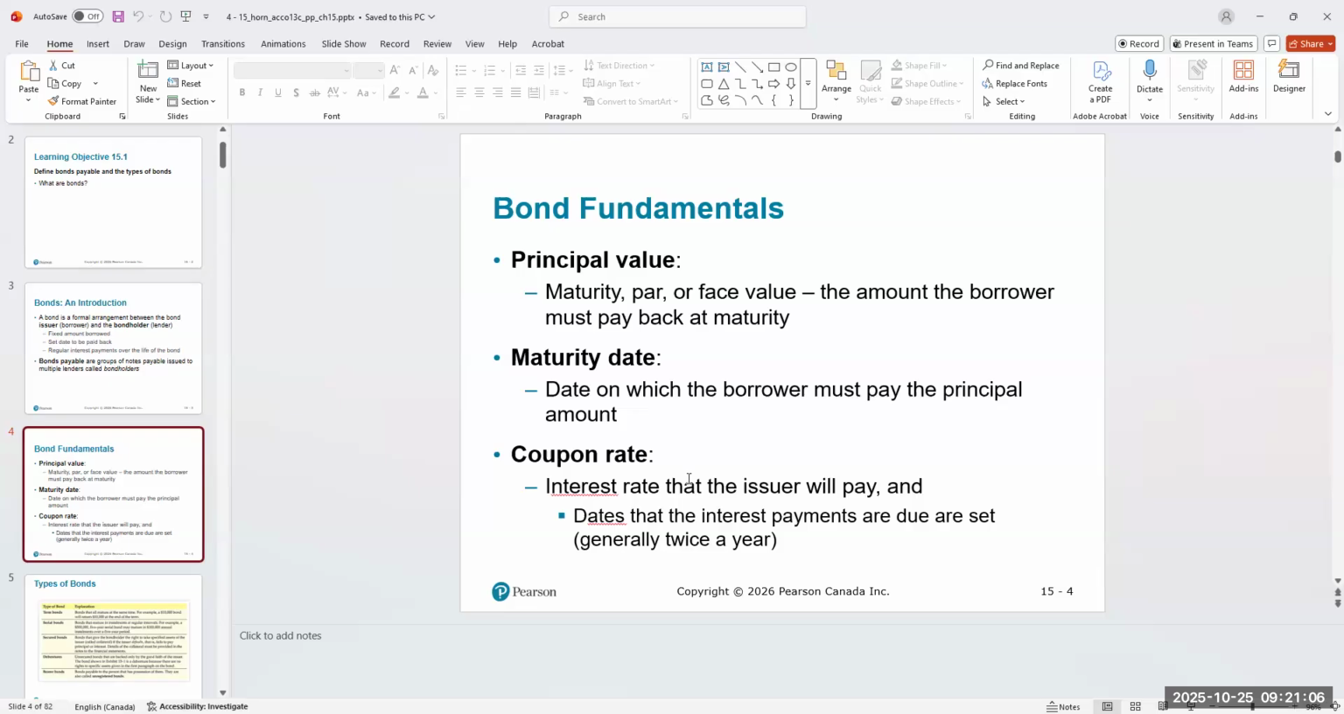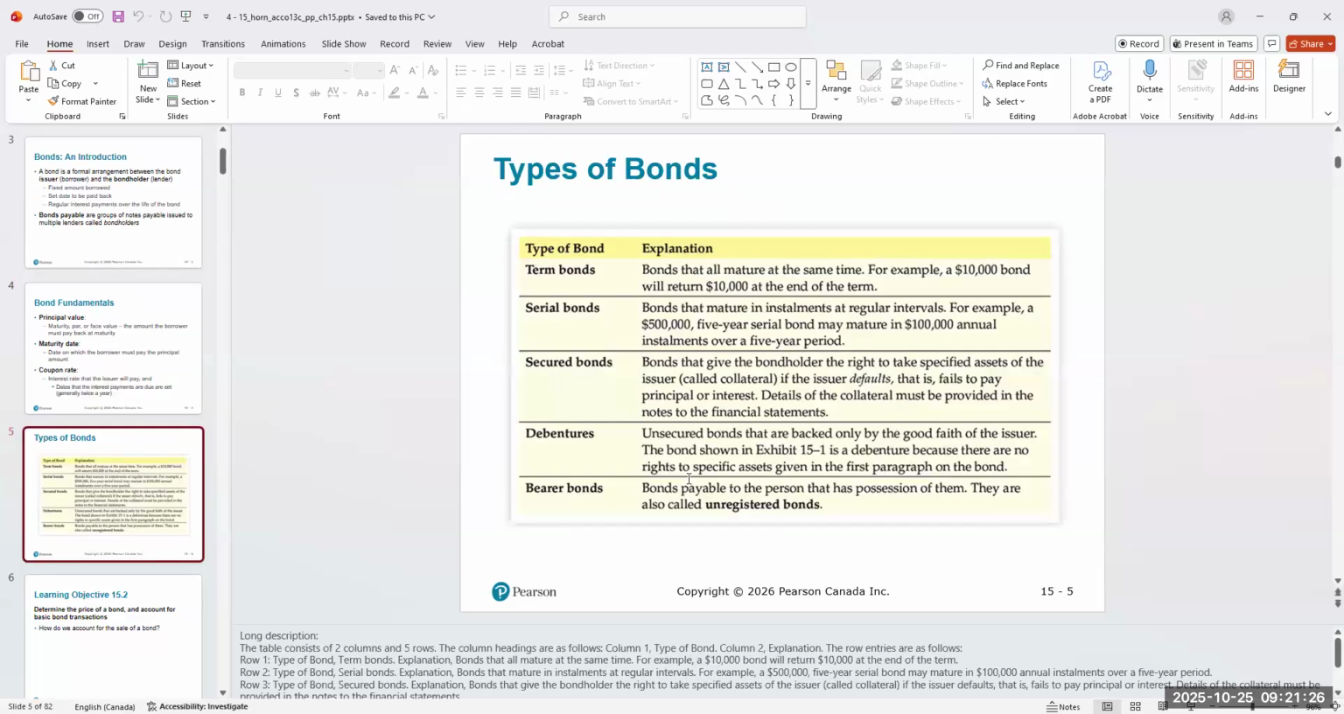Now, those will be regular payments, and those regular payments can be monthly payments, quarterly payments, or annual payments. Where we're going to see those payments, how the payments are going to be, and the interest rate, we're going to see on the contract of the bond or the bond itself. Now let's see what kinds of bonds we have.